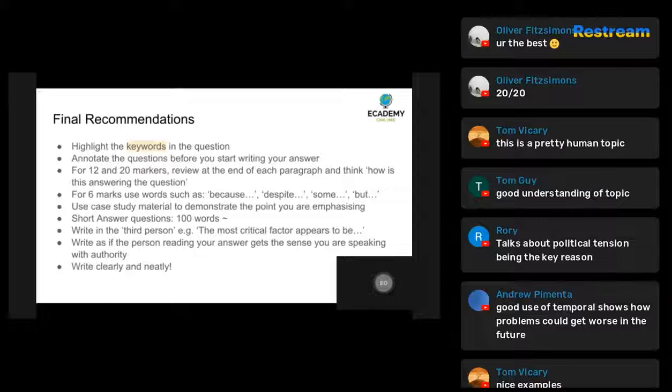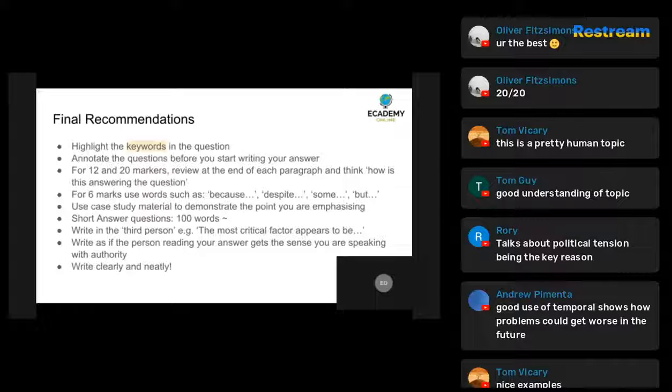Okay, right. Use case study material to demonstrate the point you are emphasizing. It's not about just plastering case studies into your answers. It's about using them to help you to communicate understanding to the examiner. So make sure that when you are writing it, that you refer to it properly.